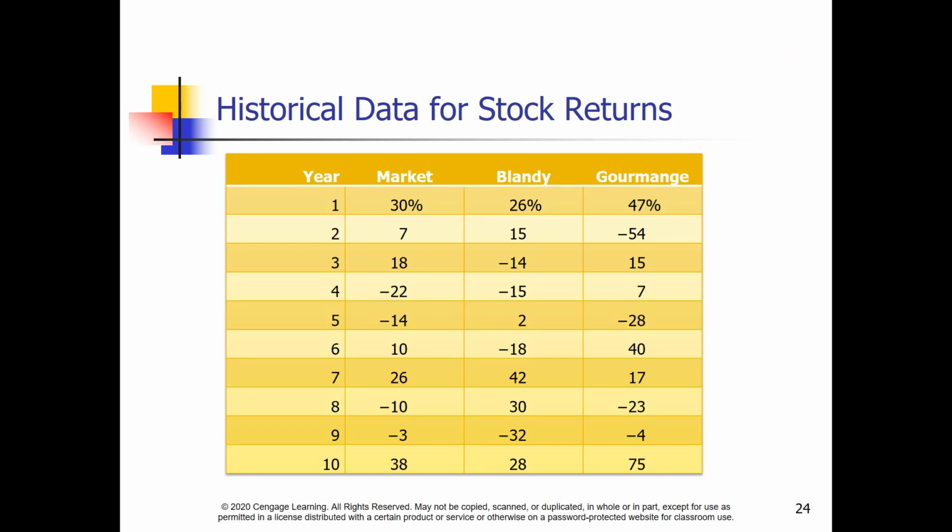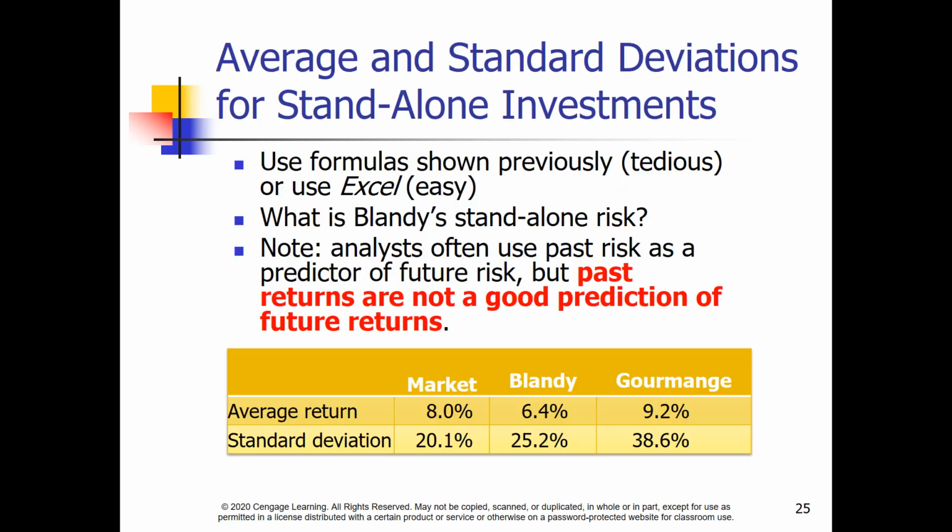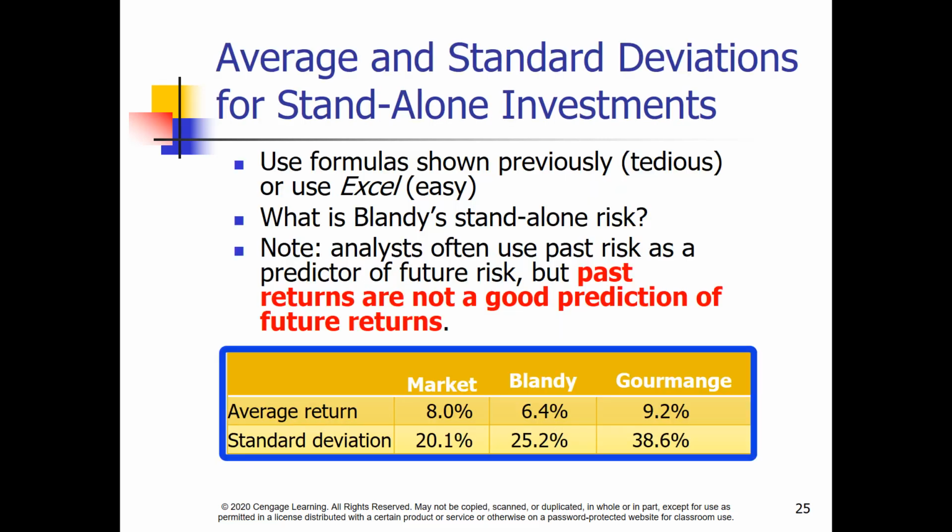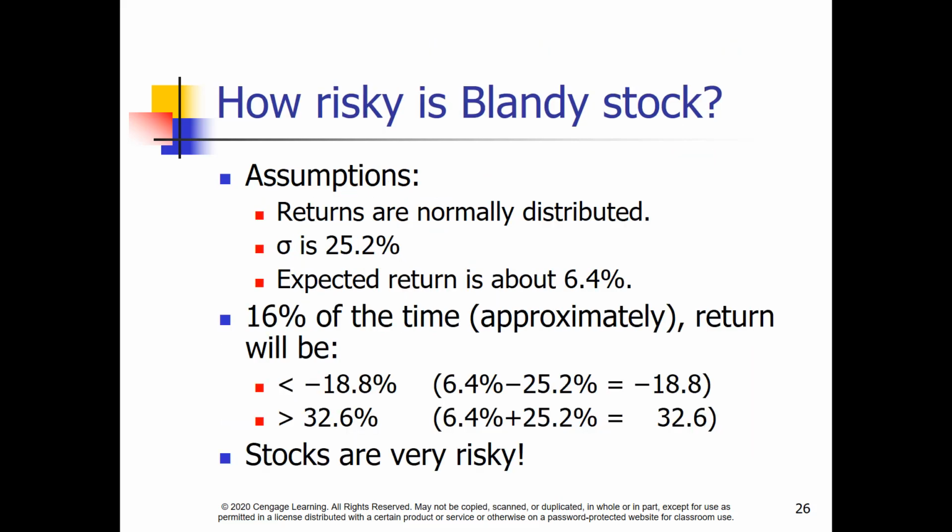From the mini case, 10 years of historical data for the market, Blandy, and Gourmand. Using the formulas for historical data, we can find an estimate of the past standard deviation for the market, Blandy, and Gourmand. Note that Blandy has provided a return below the market, but has been riskier. Gourmand has provided a higher return than the market, coupled with very high risk. For Blandy, we assume in finance that returns on stock are normally distributed. With an expected return of about 7% and standard deviation of 25.2, you can easily see that Blandy is a risky investment.